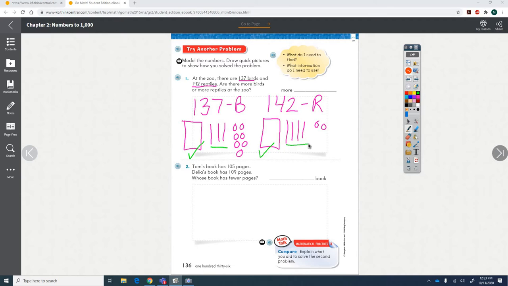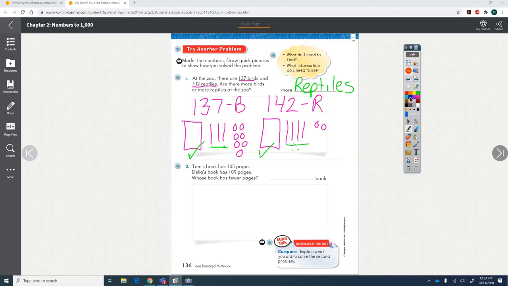And if I look at the tens on both numbers, can you see which one is more? Yes, it's the reptiles because 4 is more than 3. So my answer for this one would be more reptiles. Because the tens were more in this number. Since they both had the same hundreds, I had to look at the tens. So drawing blocks is one way that I can do this.